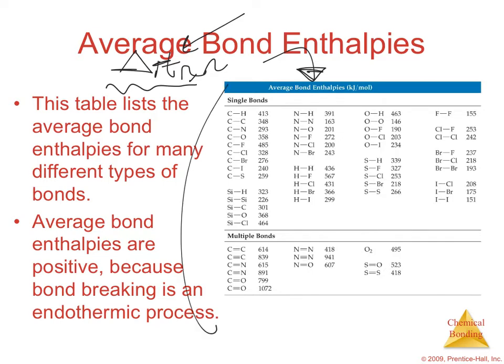So here's a typical bond energy chart. When you're given a calculation to do, you'll get a chart like this. It gives you how much energy is in each type of bond. Be very careful when you're using these tables to pay attention. Is it a single bond, a double bond, a triple bond? They all have different energies, so be careful with that.